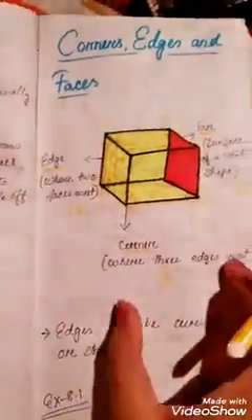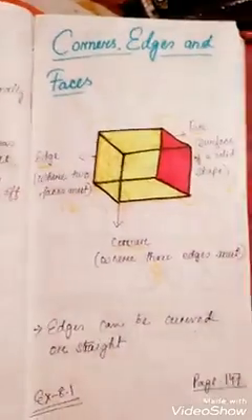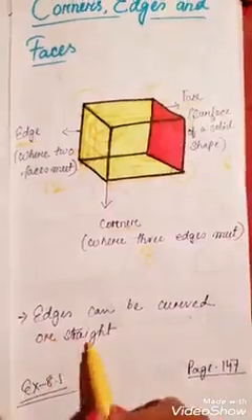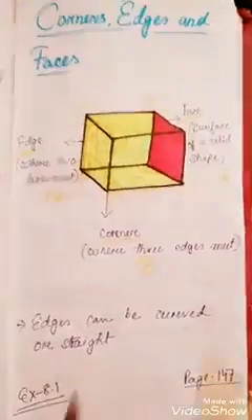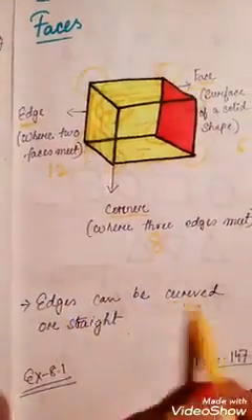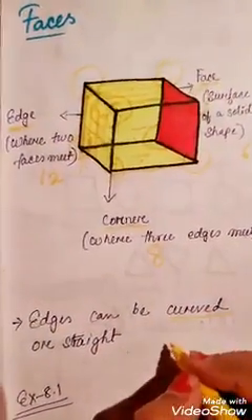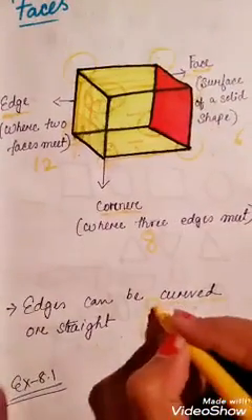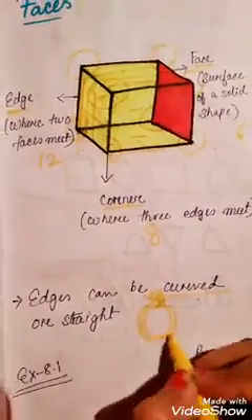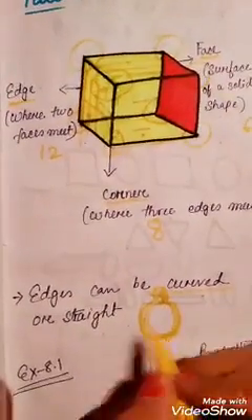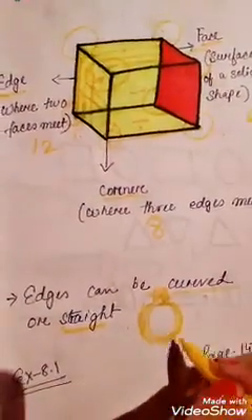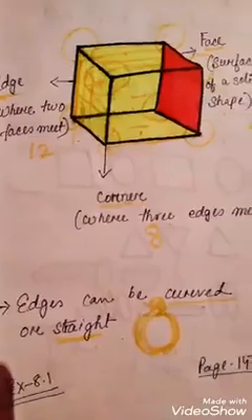So this is the concept of corners, edges and faces. One more thing I want to tell you: edges can be curved or straight. As I told you, sides are only line segments, that means they are straight, but edges can be curved or straight lines. Suppose I'm talking about a ring. Here you can see this is a curved line, so this is a curved edge. Here you can see these are straight edges, and in the example of the ring you will get curved edges.